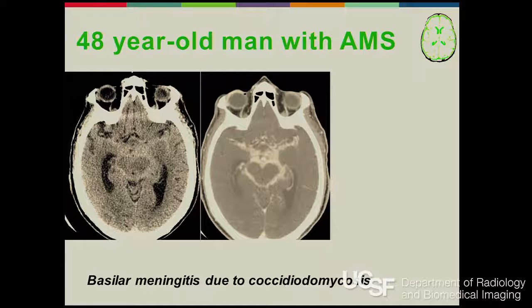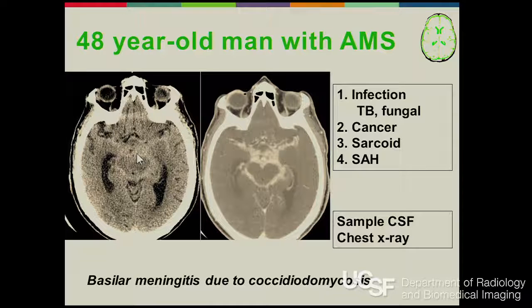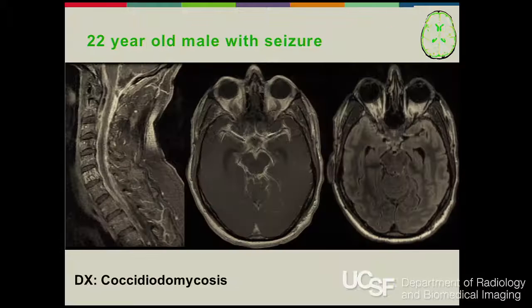This led to a diagnosis of a basilar meningitis based on the imaging, and it turned out to be coccidiomycosis. There's still a differential. Hemorrhage is less likely in this case with the enhancement pattern. However, we should still consider cancer and sarcoid. Along the infectious spectrum, we think about the granulomatous types of infections, fungal, TB, and also granulomatous inflammatory diseases like sarcoid. CSF sampling, clinical history, and chest x-ray can often help you nail down the diagnosis. Sorry, I said TB. This was coccidiomycosis, I think.